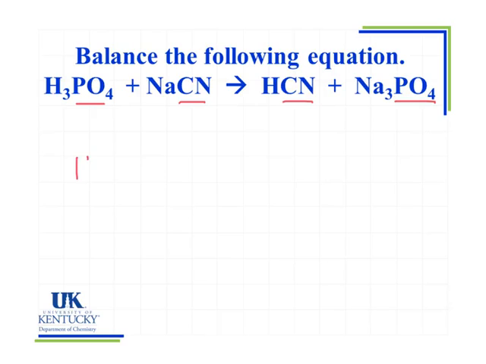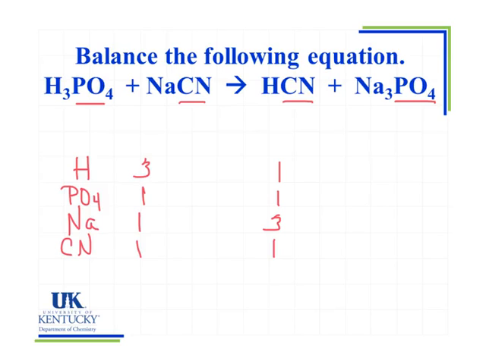So here I have hydrogen, phosphate, sodium, and CN. So on the left side I have 3 hydrogens, 1 phosphate, 1 sodium, and 1 cyanide. On the right side of the equation I have 1 hydrogen, 1 phosphate, 3 sodium, and 1 cyanide. So I see that I have a couple of things that are out of balance.